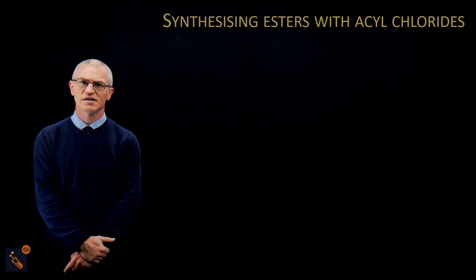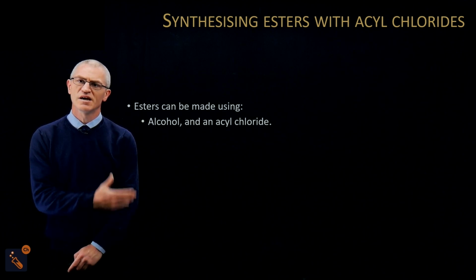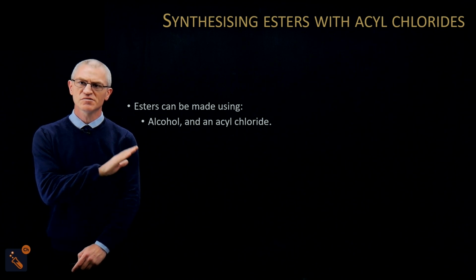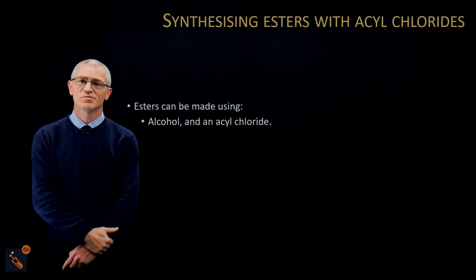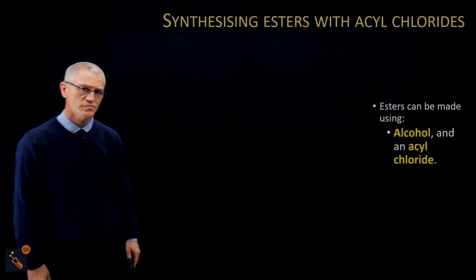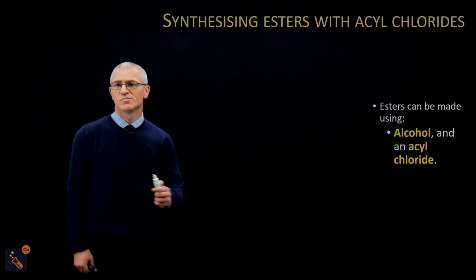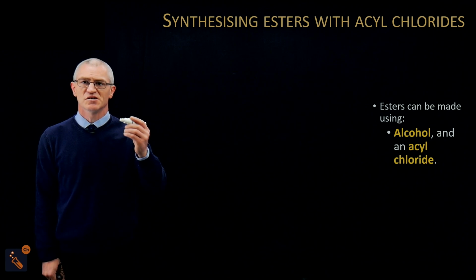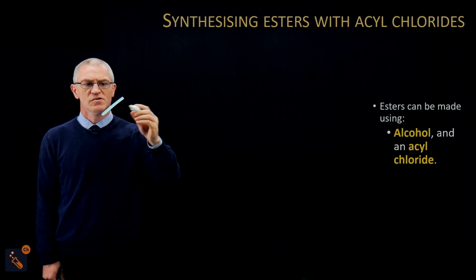We're now going to synthesize esters using acyl chlorides. You can do that with an alcohol and an acyl chloride. You don't need to reflux because acyl chlorides are much more reactive, and therefore this happens at room temperature and pressure. So let's show an example. The example we're going to do is going to be slightly different to the other ones so we can practice naming. So we have an acyl chloride, and that acyl chloride is going to be like this.